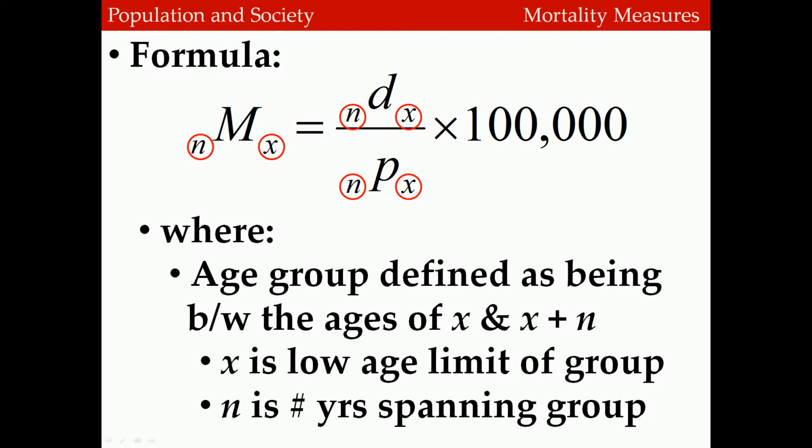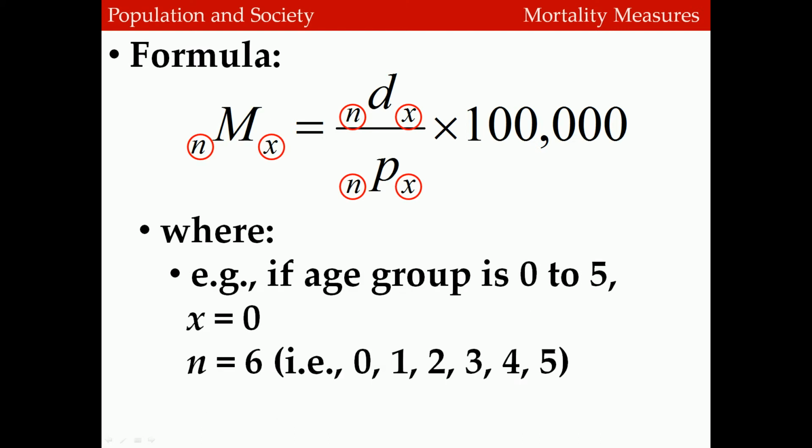And so you can see that in all three of these letters in the formula, M, D, and P, there's a sub n sub x subscript, which means that we're calculating deaths specifically for a different age group. We're also calculating the mid-year population specifically for a different age group, which gives us a rate of death at a specific age group. And notice that it's multiplied by 100,000, which means that it's a rate per 100,000.